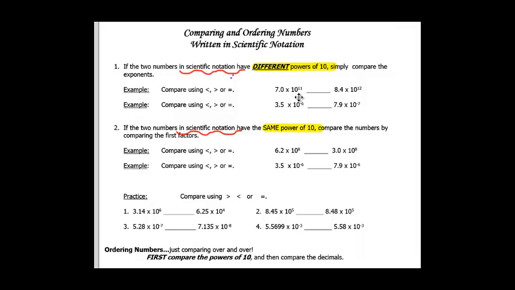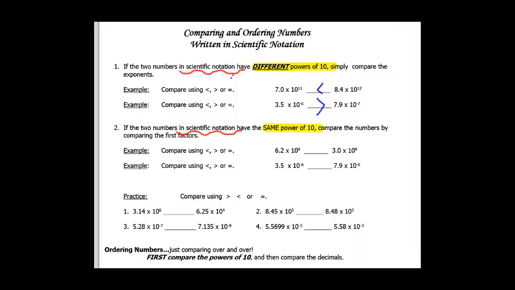So 7 times 10 to the 11th compared with 8 times 10 to the 12th. If you think about those numbers, they're actually very big numbers, and since 10 to the 12th has a higher power of 10, that's going to be a larger number. Likewise, if we look at 10 to the negative 6 and 10 to the negative 7, which of those is a bigger number? Well, 10 to the negative 6 is bigger than 10 to the negative 7, so that's going to be a larger number.